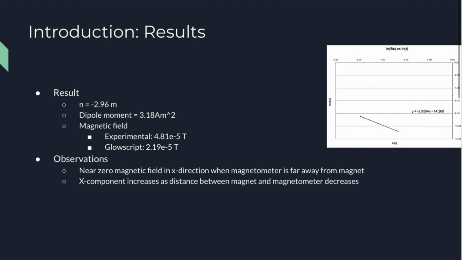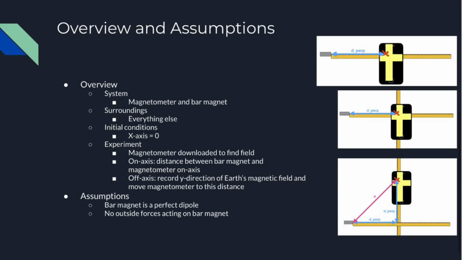Our observations included that there was a near zero magnetic field in the x direction when our magnetometer was very far away from the magnet, and that the x component increased as the distance between the magnet and magnetometer decreased. We assumed that the bar magnet acted as a magnetic dipole in order to apply the Biot-Savart law for the experiment. The system was the bar, and the surroundings were everything else. The initial conditions were the bar magnet and the magnetometer on the phone.